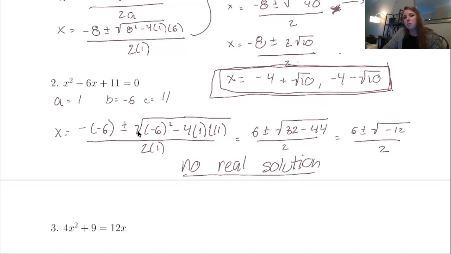I would just also double check and make sure that, oh, is it 36? It's still negative. All I know is negative.